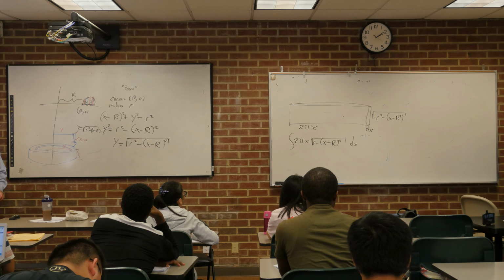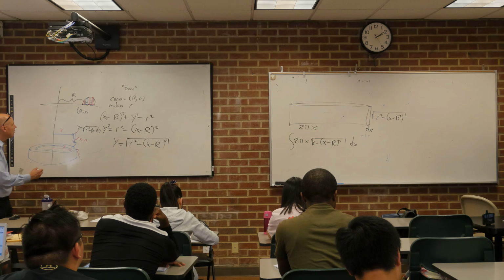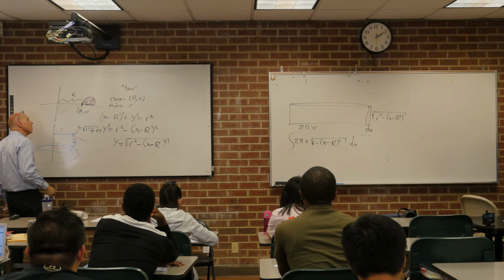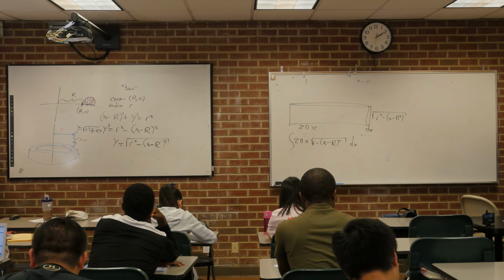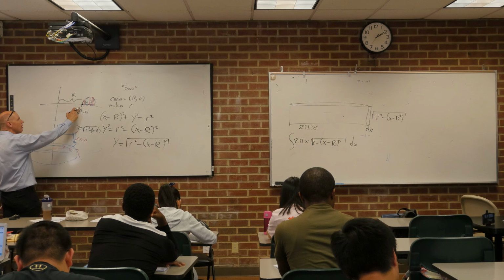Are the slices indexed by x values or y values? X. So we have letters here instead of numbers. What's the x value at the far left of the circle?